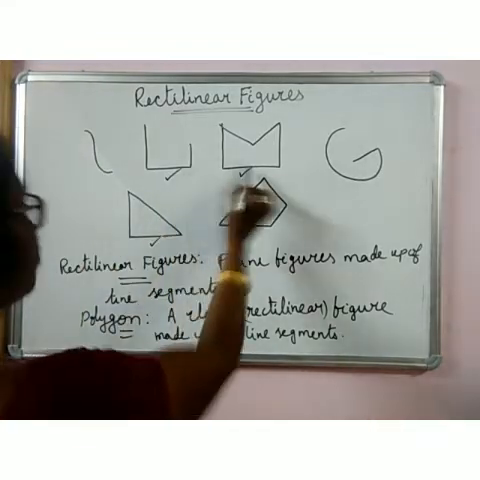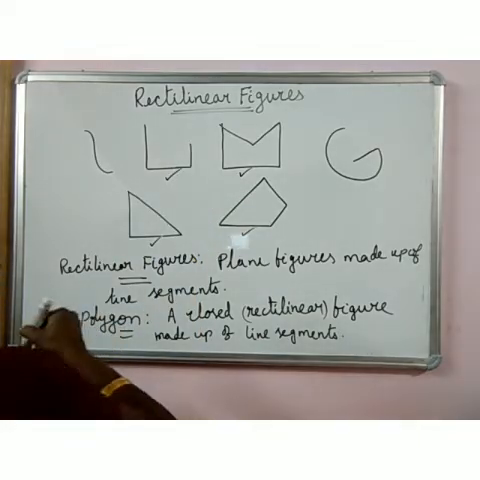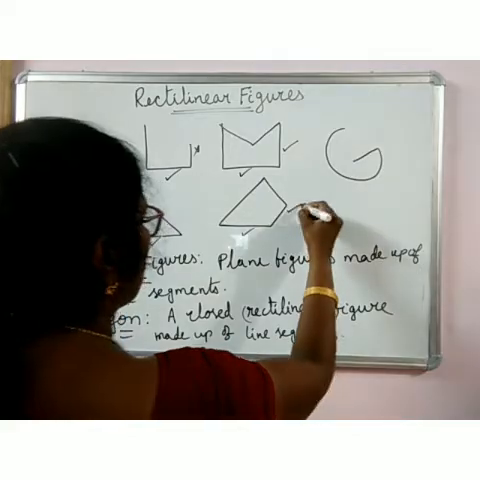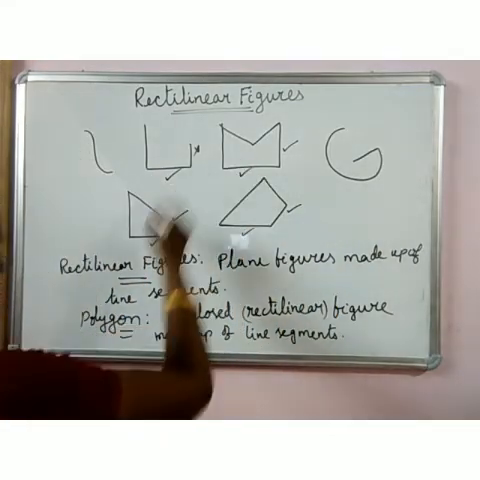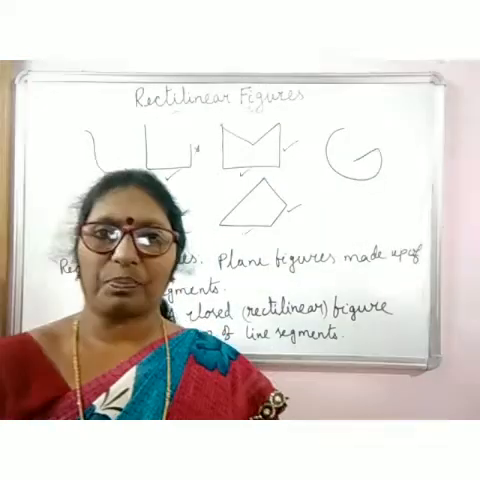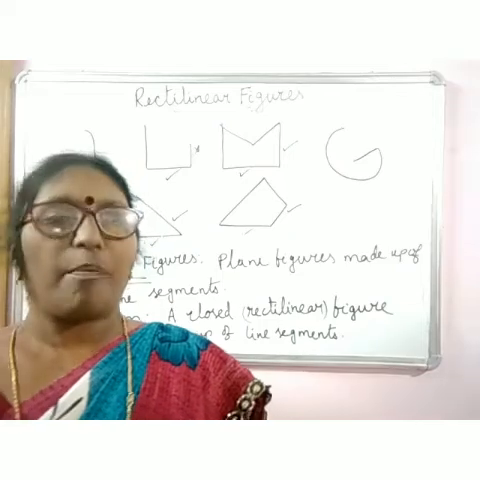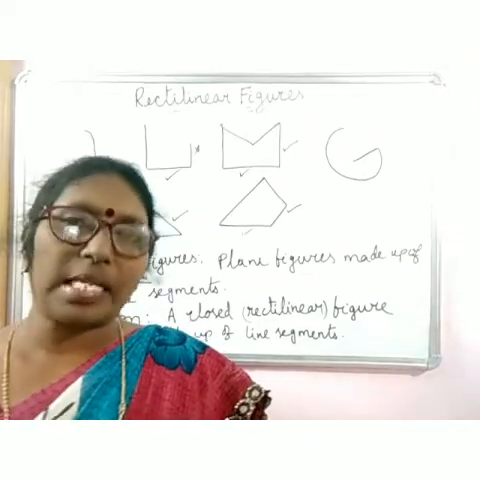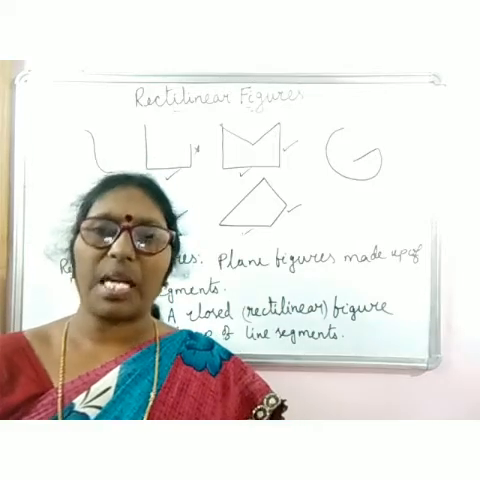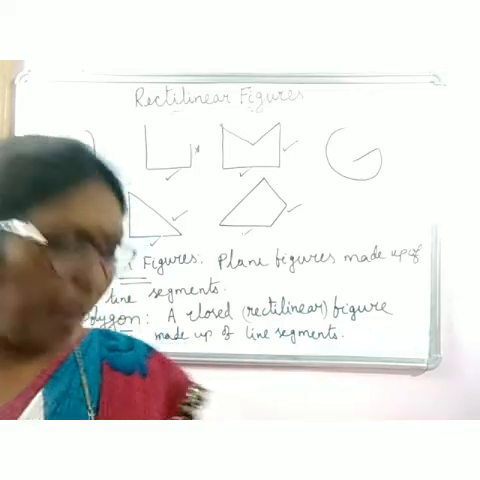So here these four are rectilinear figures, but this one is not closed. This is closed, this is closed, this is closed. So these three are polygons. So a polygon means a closed plane figure made up of line segments, and a rectilinear figure means a figure made up of line segments. It may be closed or open.